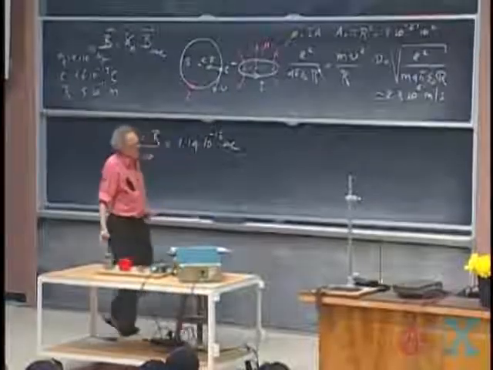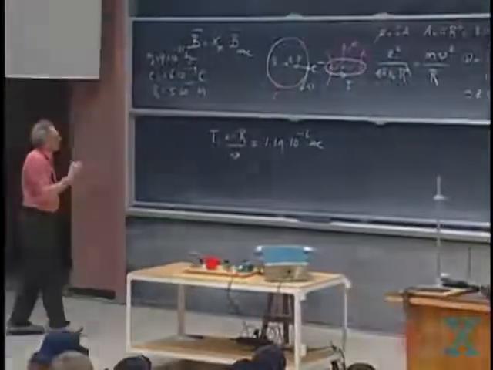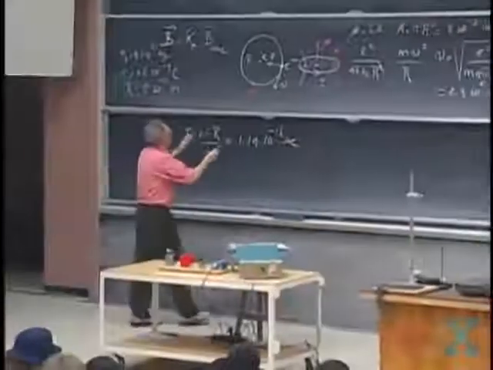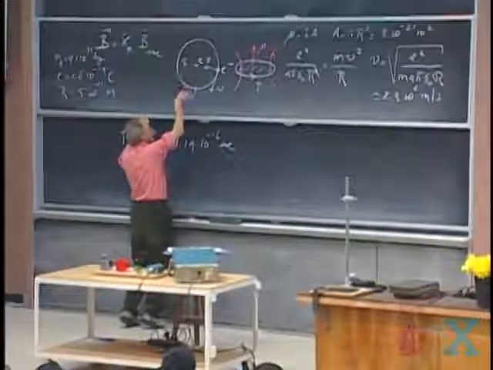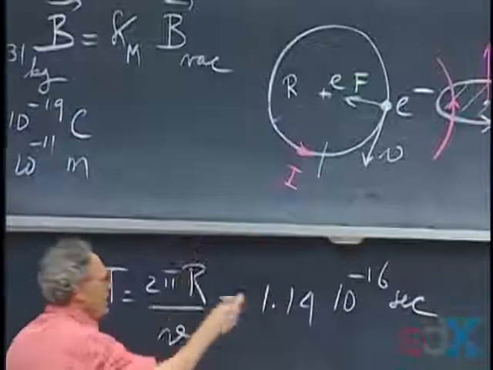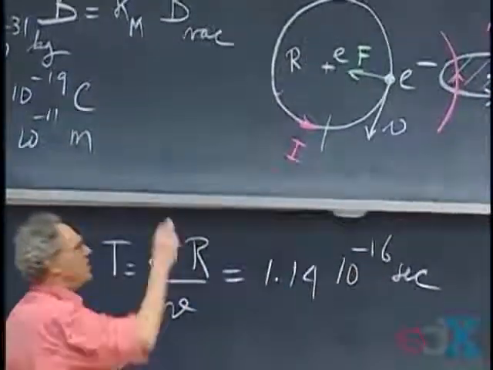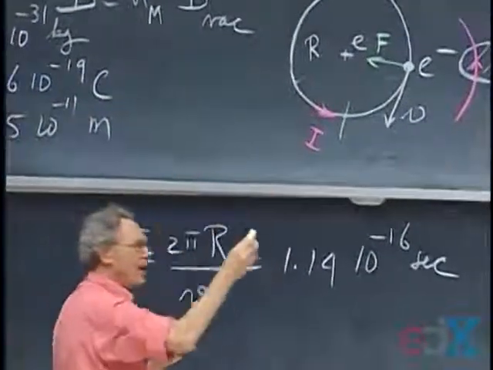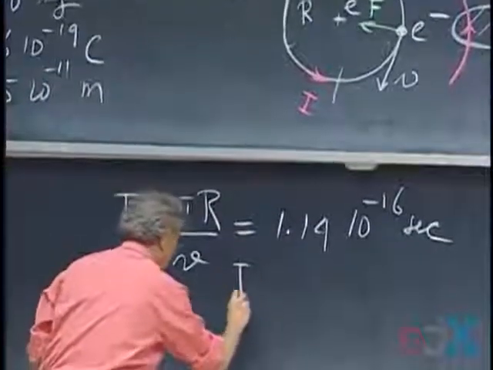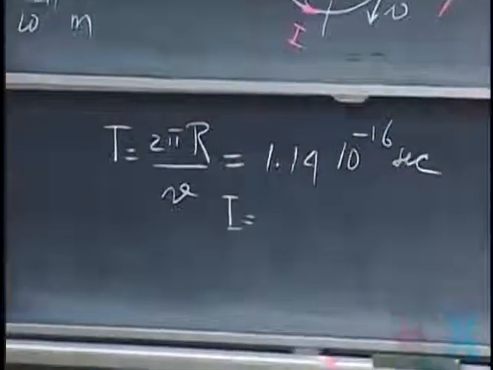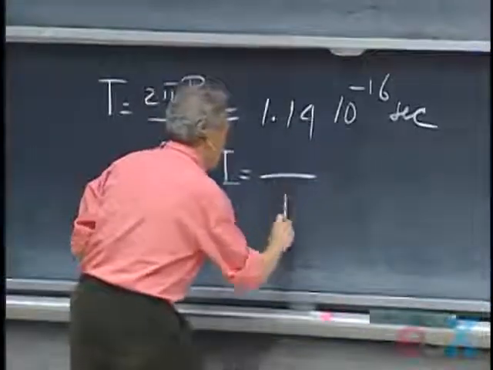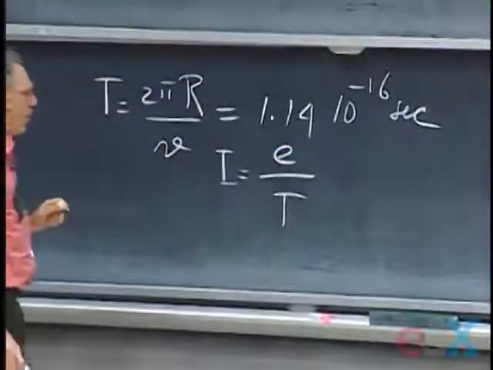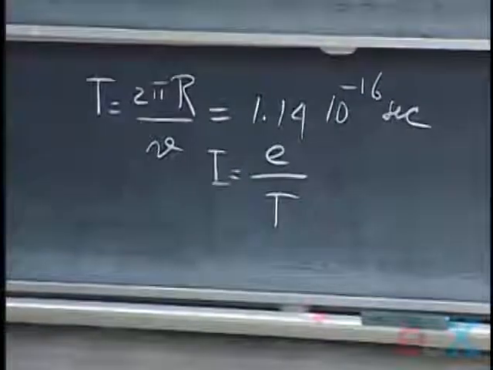Now, we still haven't found the current, but we're almost there. Because when you look here, there is this electron going by, and every 1.14 times 10 to the minus 16 seconds, that electron goes by. So the current I, that's the definition of current, is the charge per unit time. And so every capital T seconds, the charge E goes by, and so this is per definition the current.